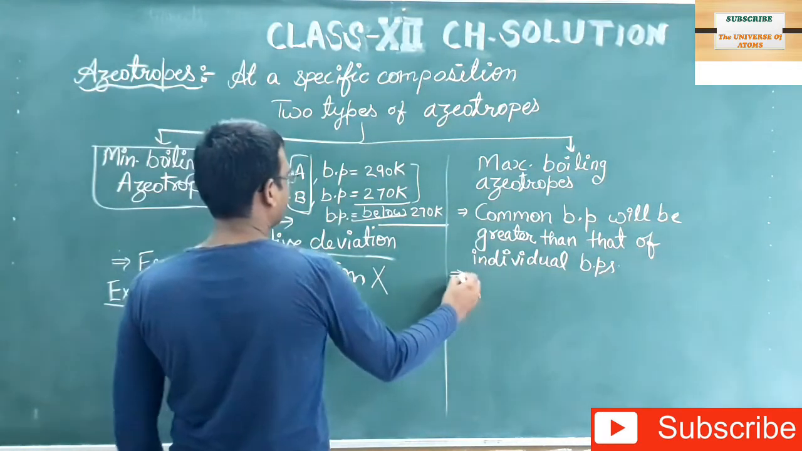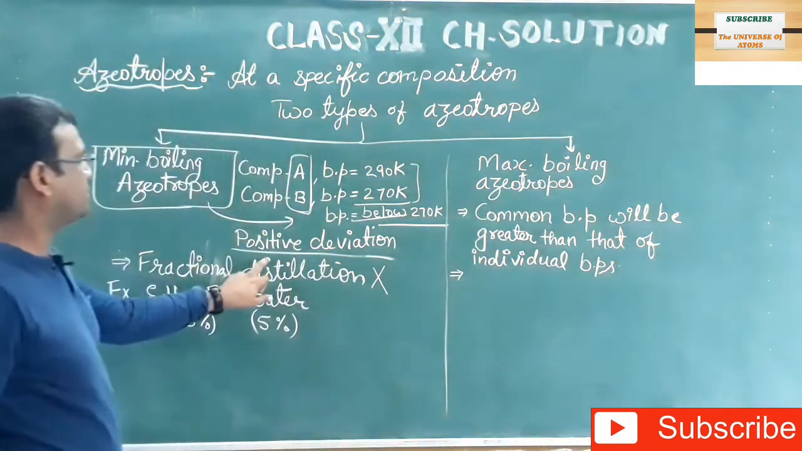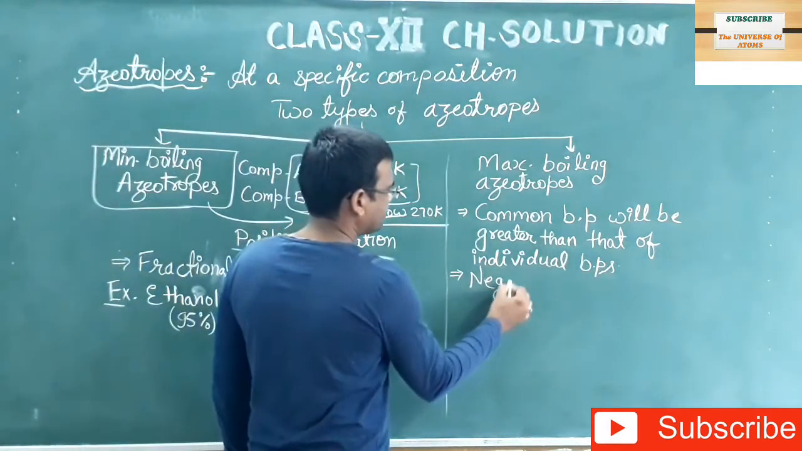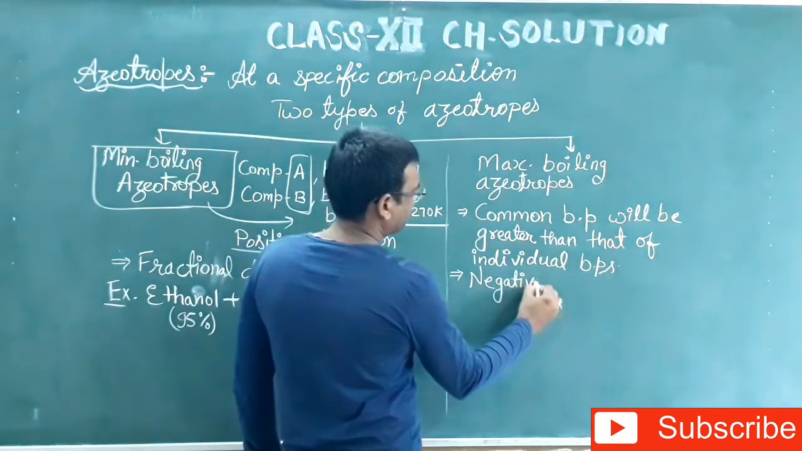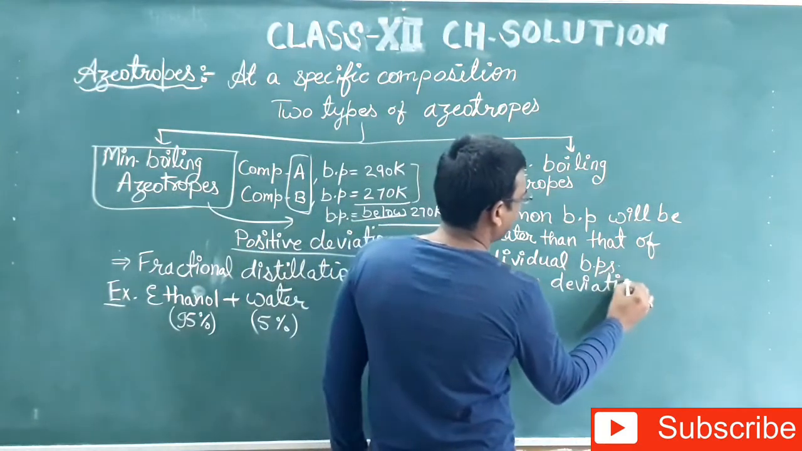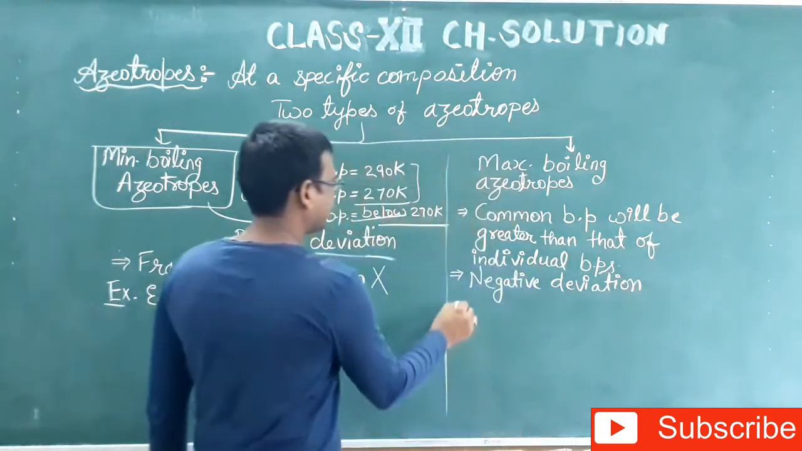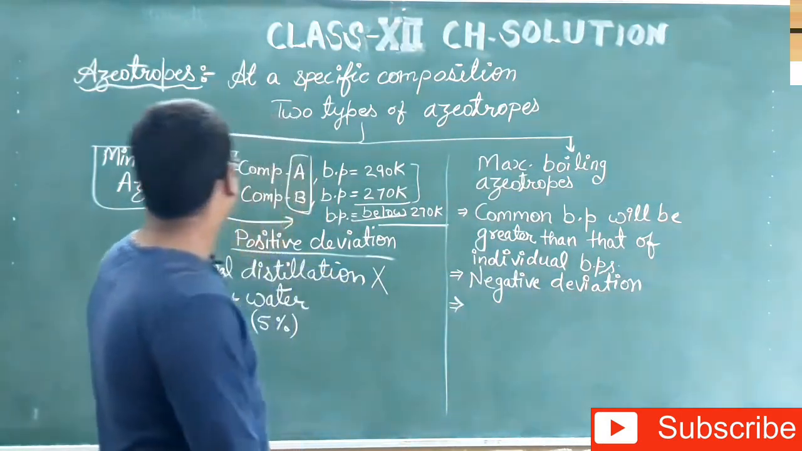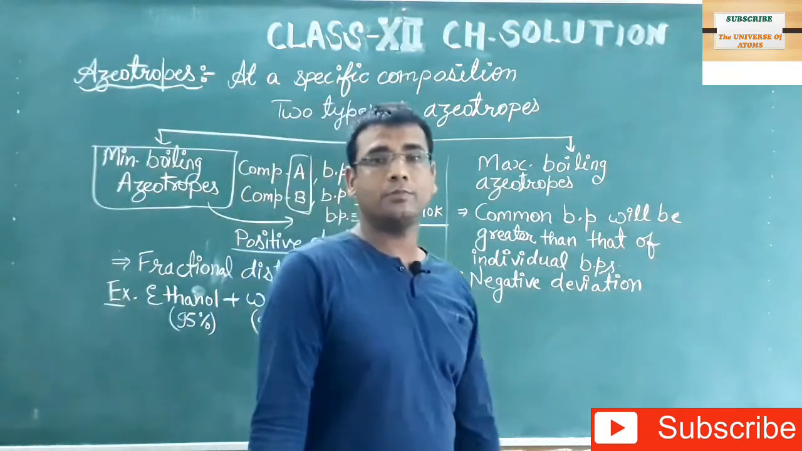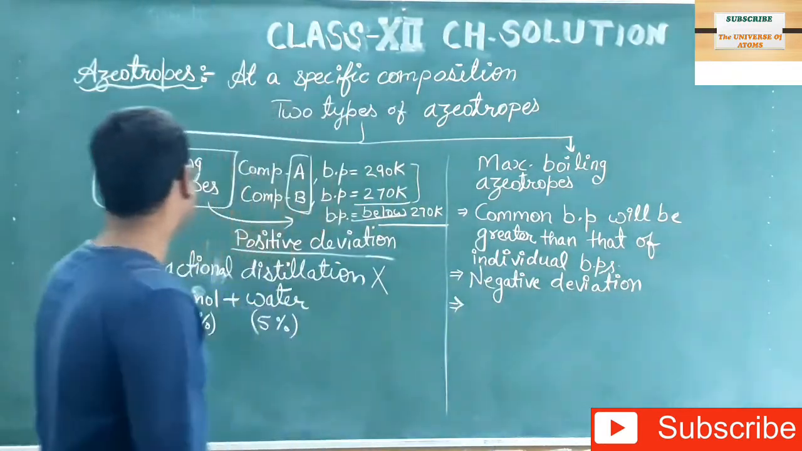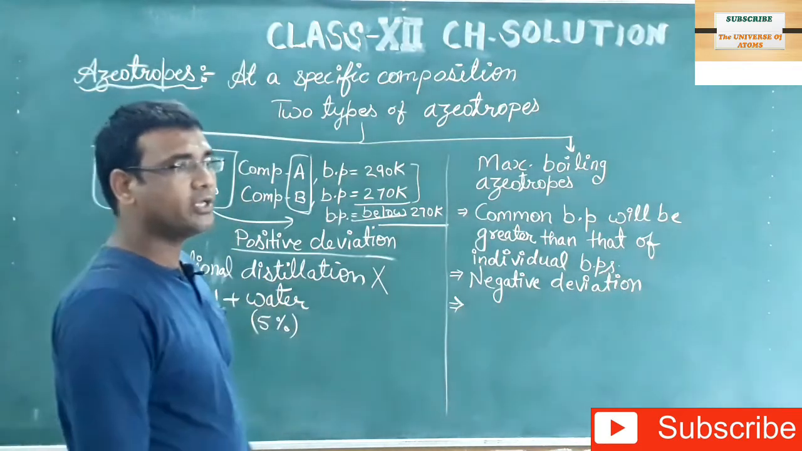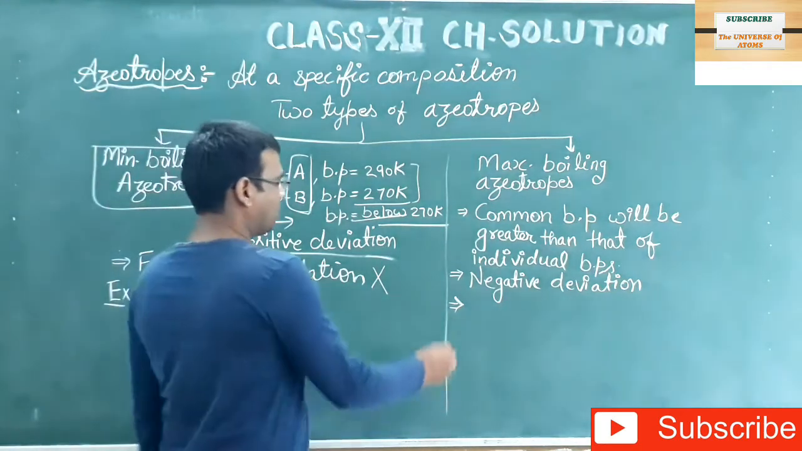Here what is the reason? In the minimum boiling azeotrope it was positive deviation. Here it is due to negative deviation. This is the answer. Again, azeotropes cannot be separated by fractional distillation, so in this case also this method cannot be used for separation or isolation.